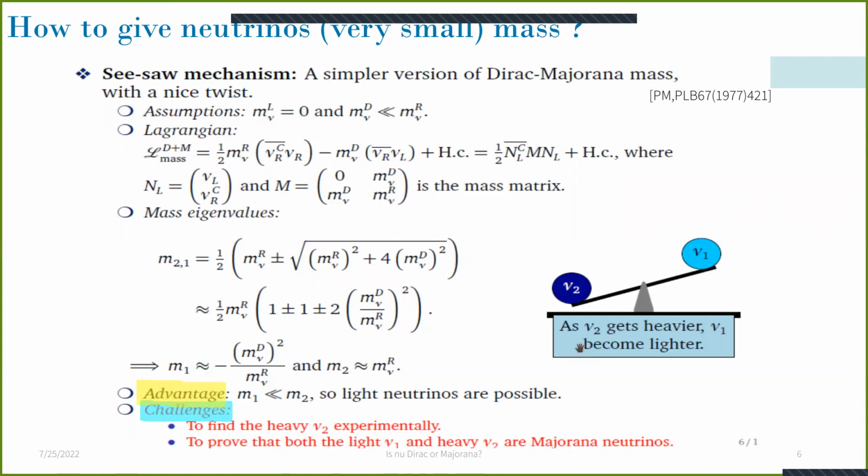But there are some challenges. We need to find this new N_R, the heavy right-handed, sterile neutrinos. Another thing is that nu_R, the right-handed one, must also be Majorana. So what I'm saying is, for the sub-eV active neutrino, we don't know yet whether it is Dirac or Majorana. But if the seesaw is correct, nu_R must be Majorana. That's the reason people try to find out whether this sub-eV active neutrino is Majorana or not.